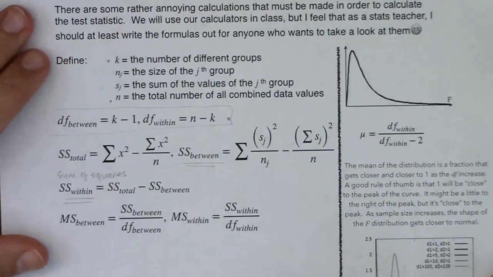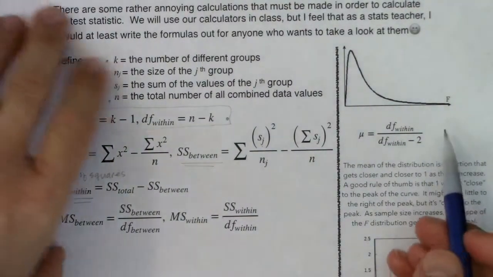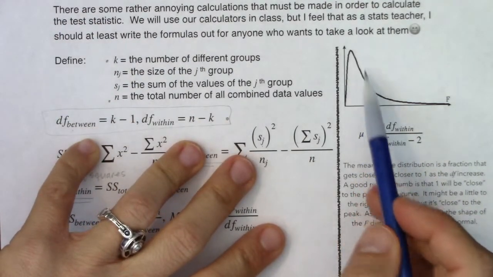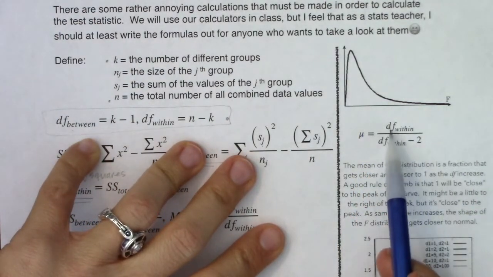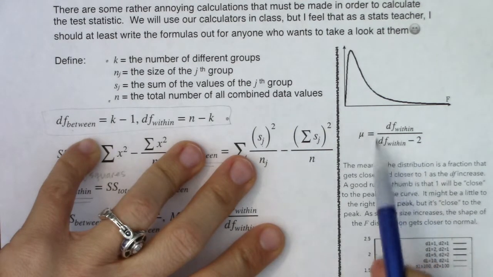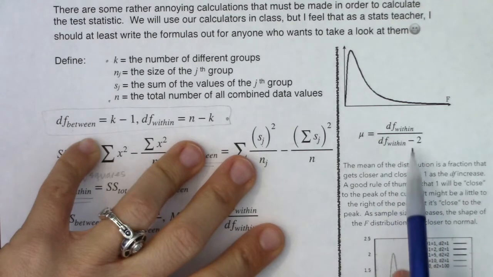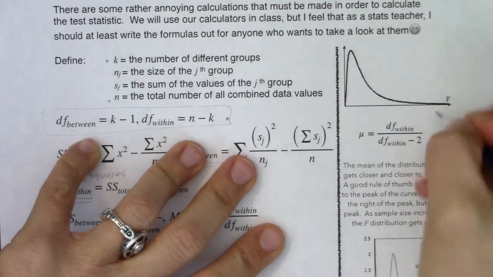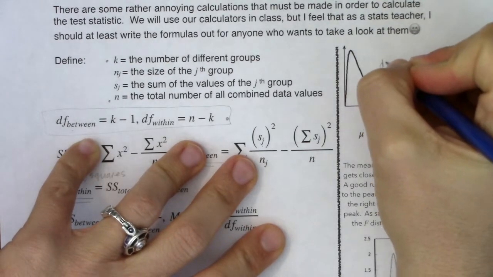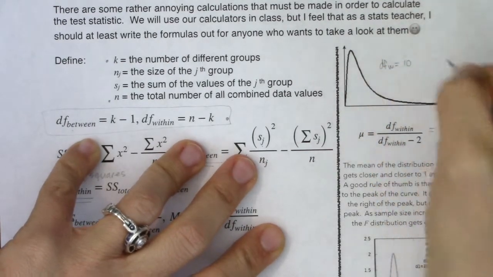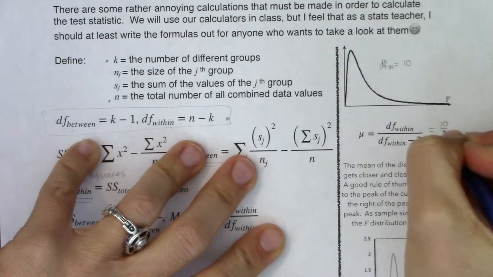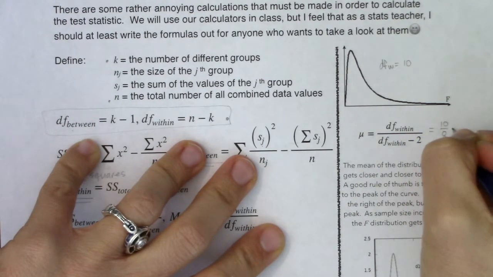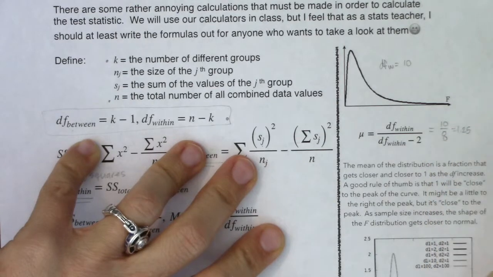So I'm gonna scooch over here, and let's take a look at what our basic F distribution looks like. Again, it's skewed right, and the mean is the degrees of freedom within in ratio to the degrees of freedom within minus 2. And the mean, again, it gets closer to 1 as the degrees of freedom increase. So let me give you a for instance. Let's say the degrees of freedom within were 10. I would have 10 divided by 8, and as a fraction, that would be 1.25. Close-ish to 1. Again, not quite 1, but close enough.